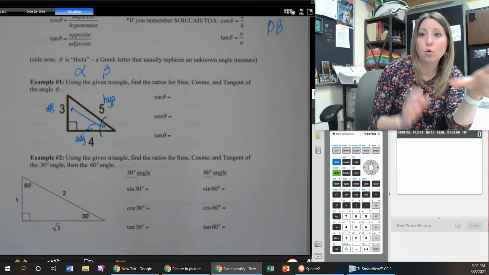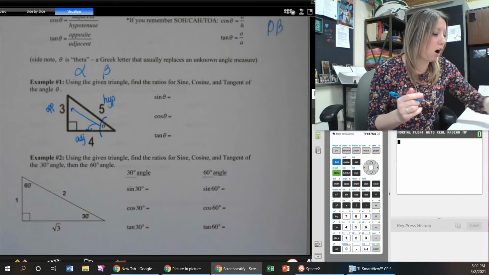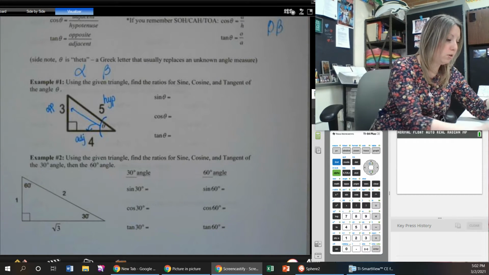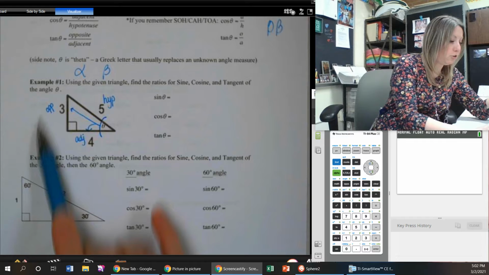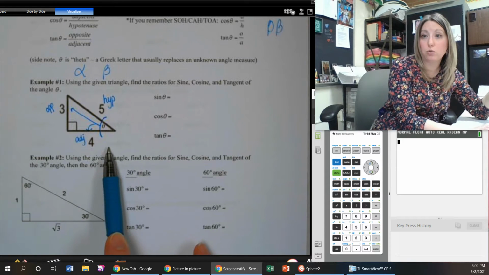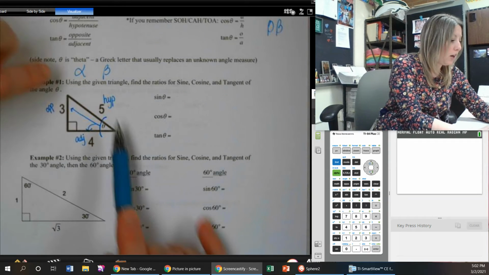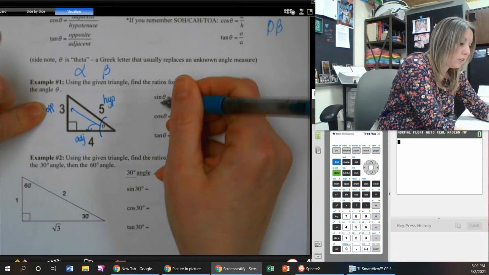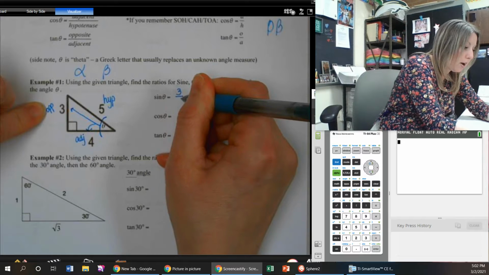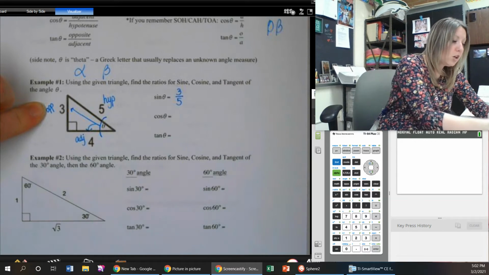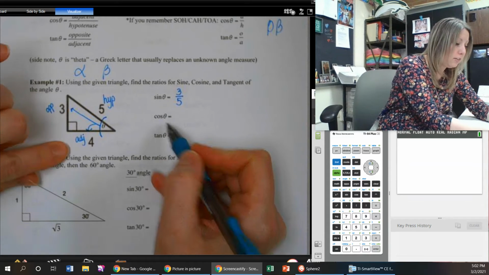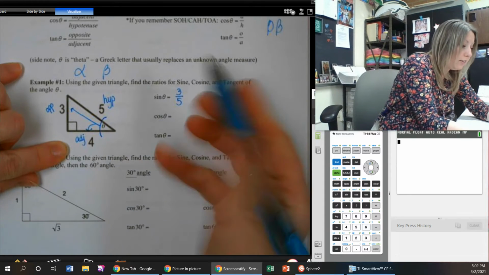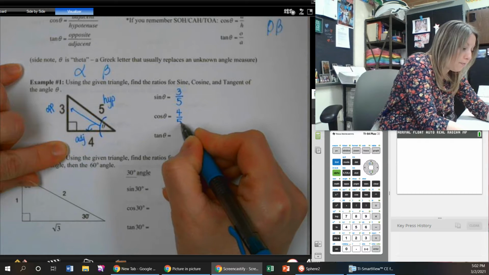So what would be the ratio of sine of theta compared to the specific values that I have in this right triangle? Well, sine is opposite over hypotenuse. So the sine of this theta is 3 divided by 5. Cosine of theta is adjacent over hypotenuse. So the cosine of this angle theta is 4 over 5.